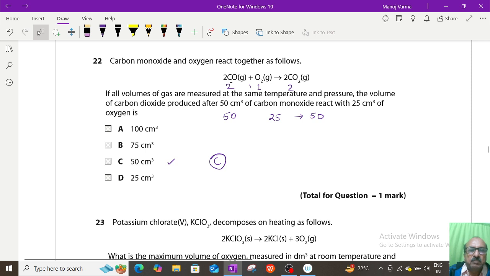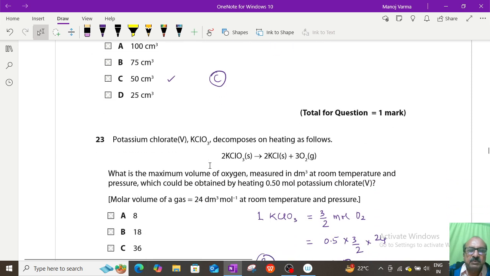Now the moles are proportional to volume, so these also represent the volumes. We have 50 centimeter cube of carbon monoxide and 25 of oxygen. That means they are already in the 2:1 ratio, the correct ratio, so no substance is in excess or limiting, and they will completely react. It will give you 2 volumes of carbon dioxide from 2 volumes of carbon monoxide. The carbon monoxide is 50, so it will give exactly the same volume of carbon dioxide, 50. So the answer will be 50 centimeter cube, and that's the answer C.